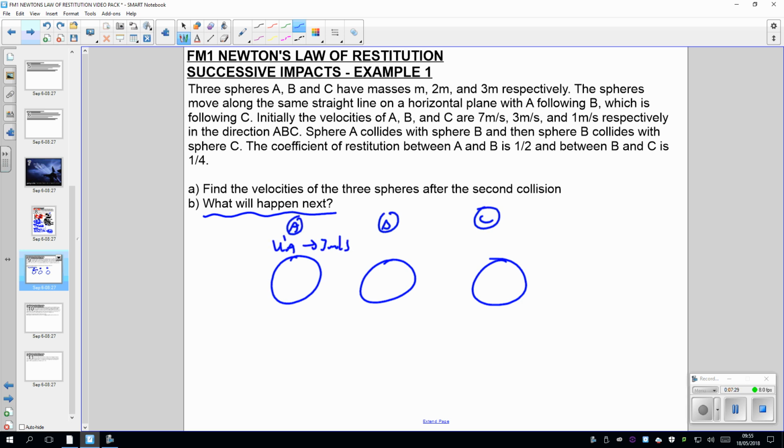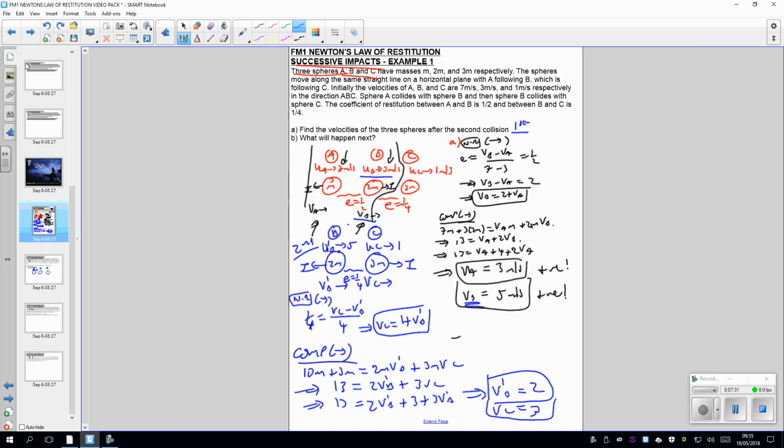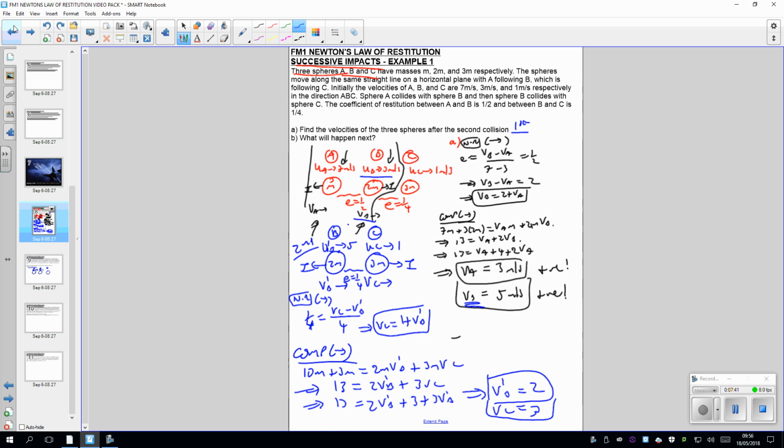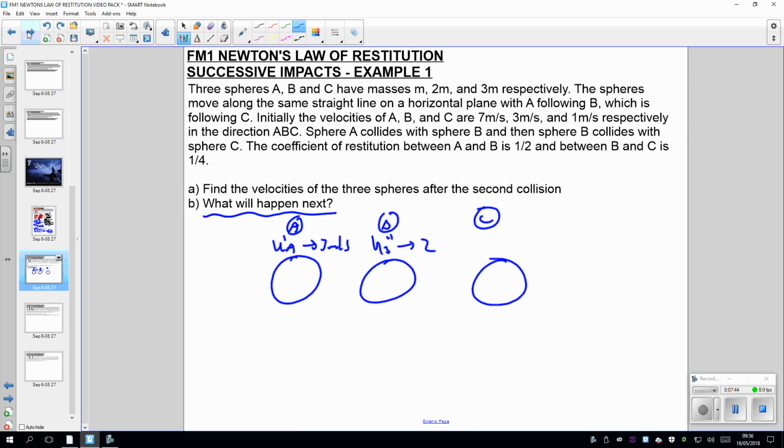Okay. What else did we end up with? The new VB dash was 2. So that becomes our UB dash dash is 2. And C, what was happening with C? Well, C was 3. So that becomes UC dash is 3.